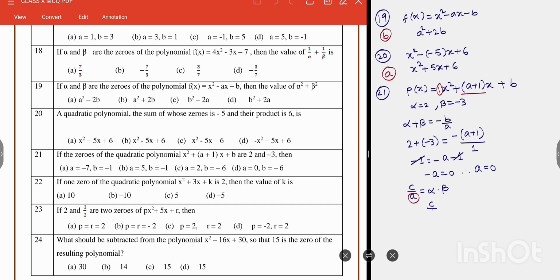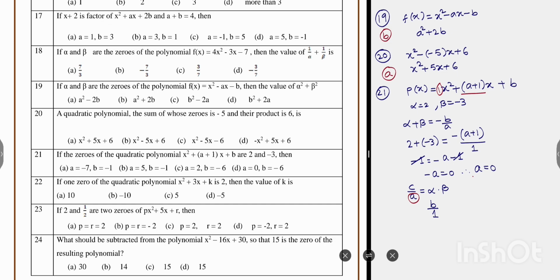What is the c value here? It is b. See, I am also getting confused. We should be very careful. c means b, and a means 1. Here this a is different. So b by 1 is equal to 2 into minus 3. Therefore, b is equal to minus 6. So b is minus 6, a is equal to 0. 0 comma minus 6. Option D is correct. Question number 21 done.